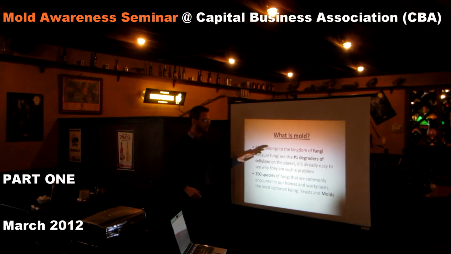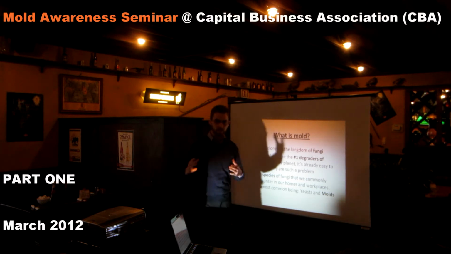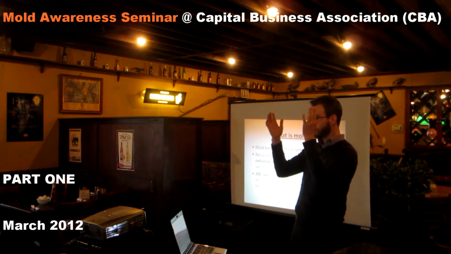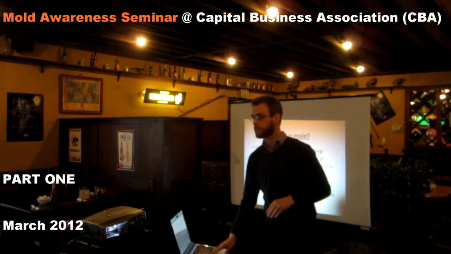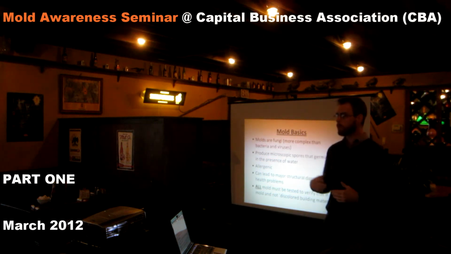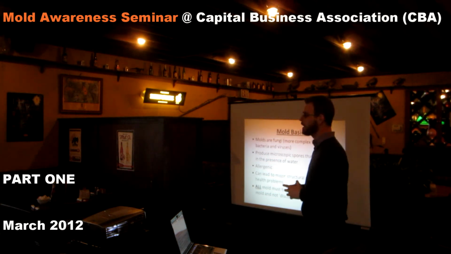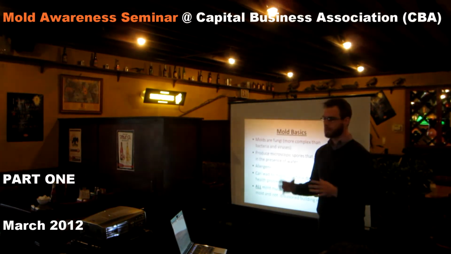One of the things about mold in particular is that it's very complex. It's not a single cell organism. It's not one particular issue. It's a very complex system, and we're going to get into the intricacies of mold itself. We're going to look at how it's formed. But there are over 200 different variables of mold in itself. Some of the basics is that they're more complex than what they actually appear, and they produce what we call microscopic spores that germinate in the presence of water.